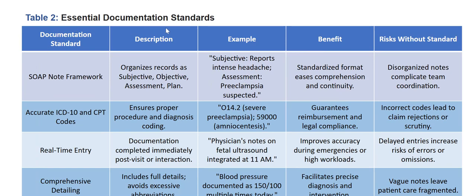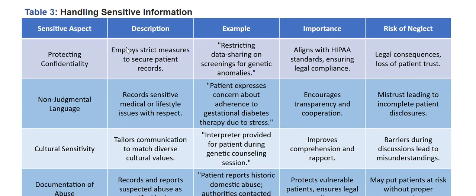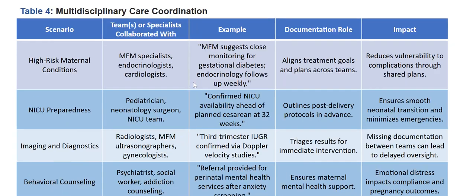Table on essential documentation standards: documentation standard, description, example, benefit, risks without standard. Documentation standards: we have SOAP note framework, accurate ICD-10 and CPT codes, real-time entry, comprehensive detailing, privacy, and HIPAA adherence. Table on handling sensitive information: sensitive aspect, description, example, importance, risk of neglect. The sensitive aspects: we have protecting confidentiality, non-judgmental language, cultural sensitivity, documentation of abuse, and consent handling.